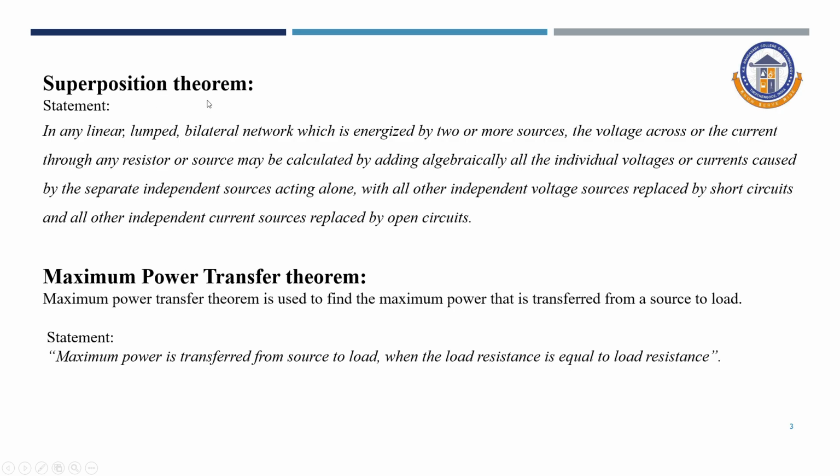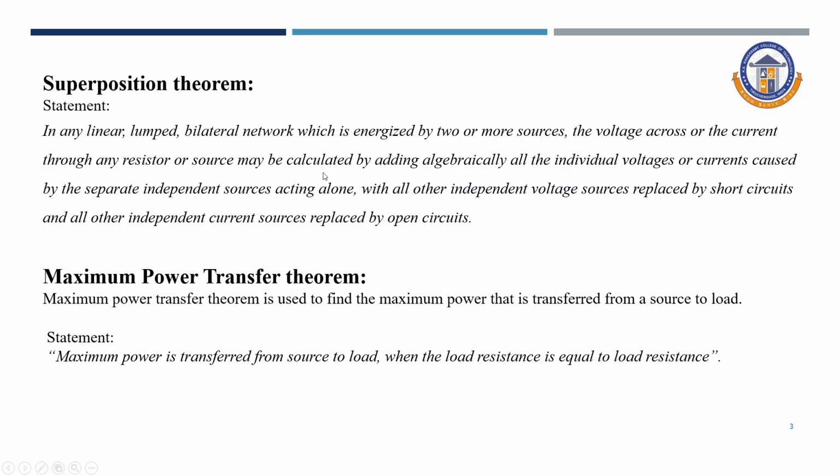In the superposition theorem, in any linear lumped bilateral network which is energized by two or more sources, the voltage across or the current through any resistor or source may be calculated by adding algebraically all the individual voltages or currents caused by each separate independent source acting alone, with all other independent sources removed. That's the statement of the superposition theorem.